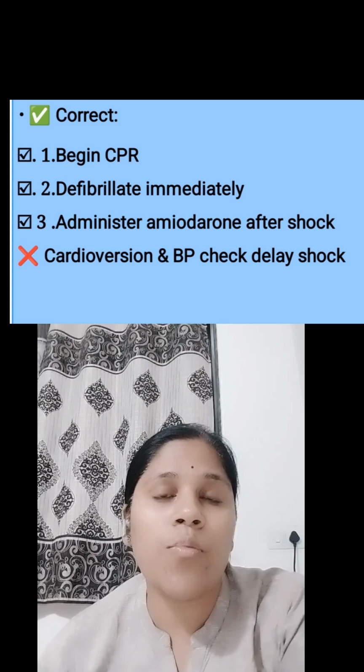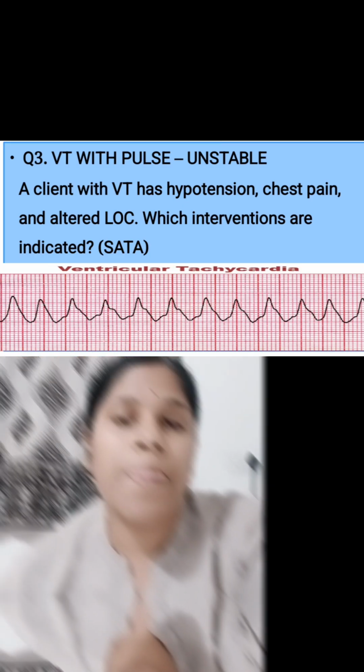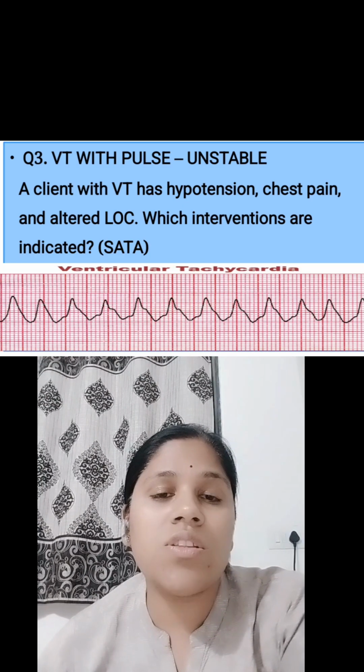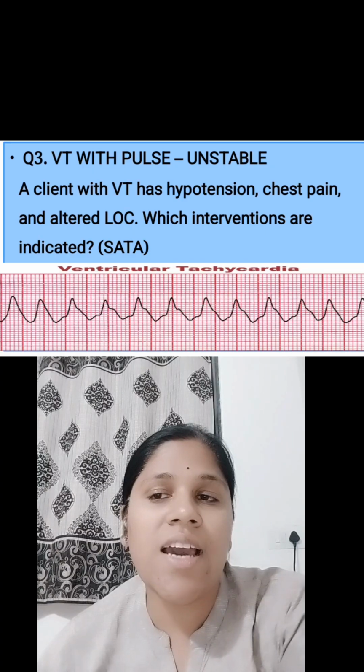Okay, now I am going to take you into the third question. It is about ventricular tachycardia with pulse. So the patient here is unstable. So what has to be done? The client with VT has hypotension and chest pain, and he has an altered level of consciousness.